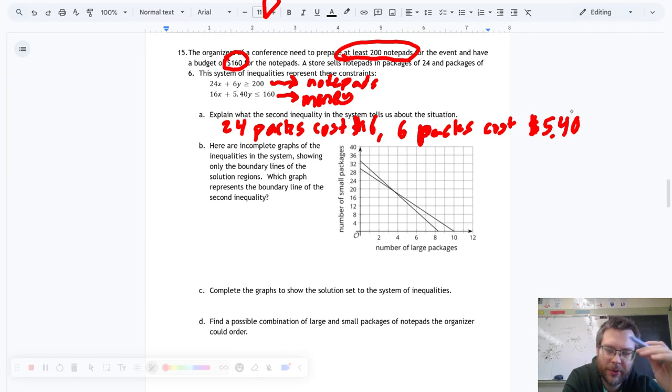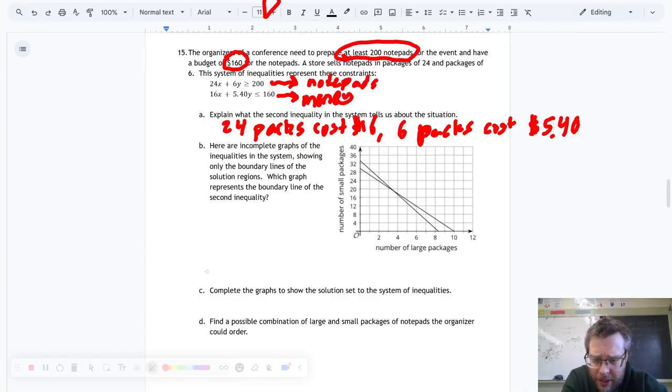And I can tell that because I'm looking at how x in the first equation talks about packs of 24. So x in the second inequality needs to talk about the same thing. It's still talking about packs of 24. But the second inequality is talking about money, and the first inequality is talking about how many notepads you're purchasing.